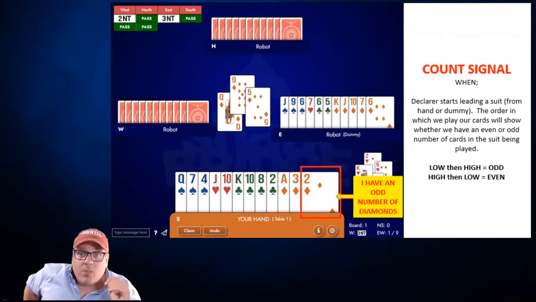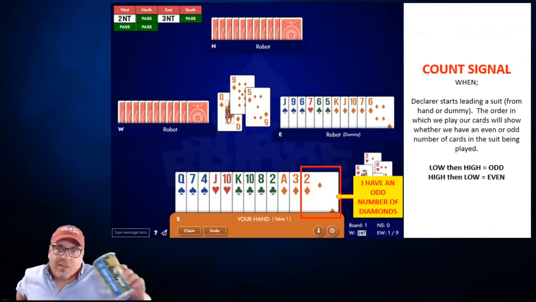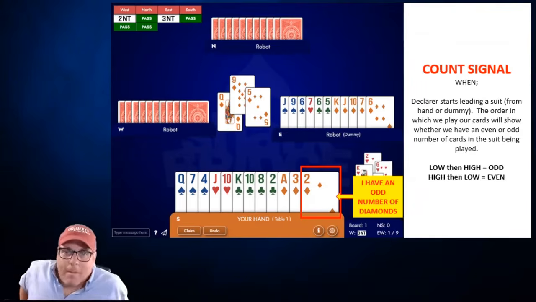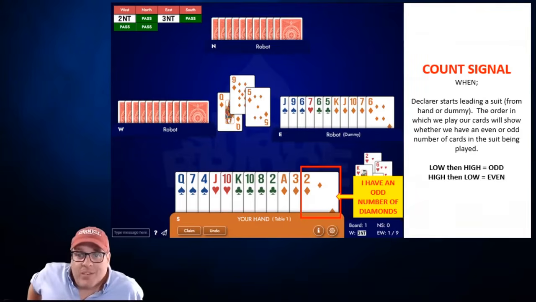What are the 2 possible holdings that North could have? Not 2 possible. What are the 2 possible lengths that North could have? That's more appropriate. There are a lot of holdings they could have. Always keep in mind that partner may not be signaling. They may just be playing the only card that they have. So here it's either 1 or it's 2.